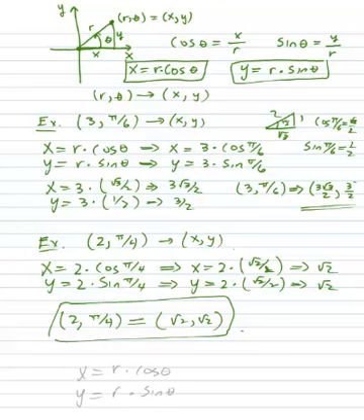So if we know r comma theta, we can always figure out x comma y by those two equations. x is r cosine theta, and y is r sine theta.